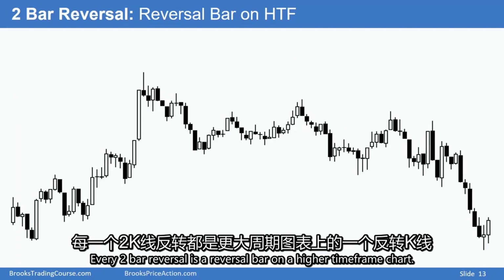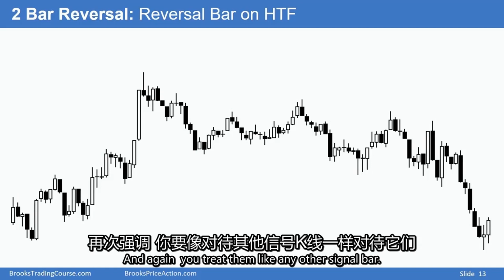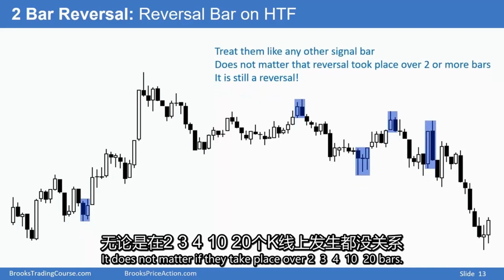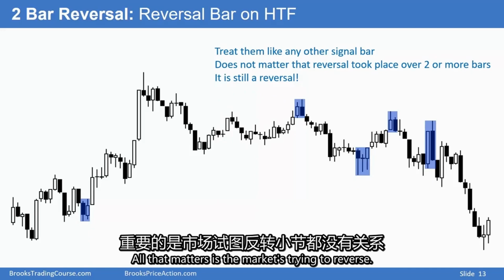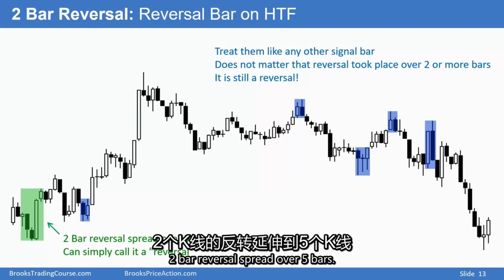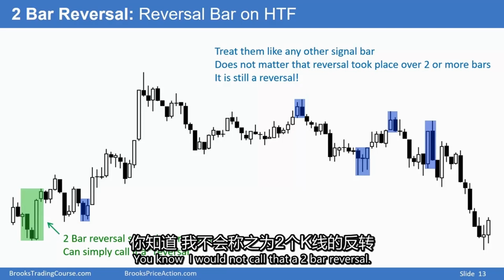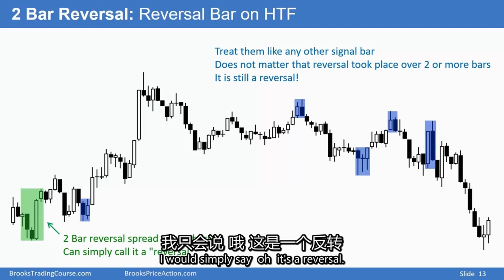Every 2-bar reversal, it's a reversal bar on a higher time frame chart. And again, you treat them like any other signal bar. It does not matter if they take place over 2, 3, 4, 10, 20 bars. All that matters is the market's trying to reverse. 2-bar reversal spread over 5 bars. We sold off and then we rallied. I would not call that a 2-bar reversal. I would simply say, oh, it's a reversal.